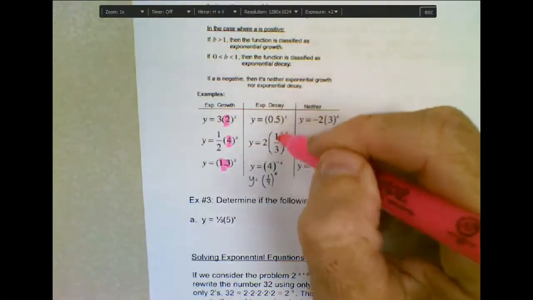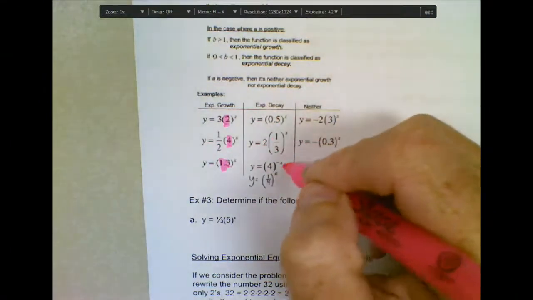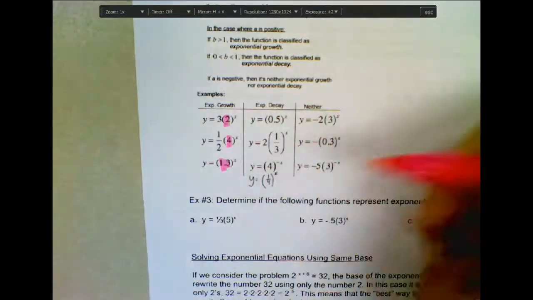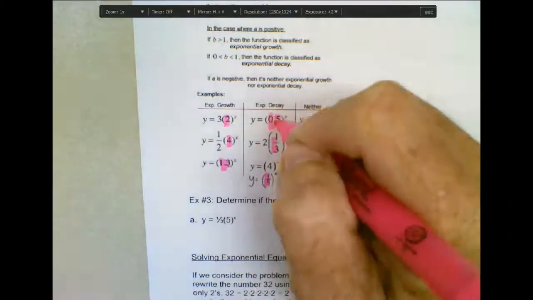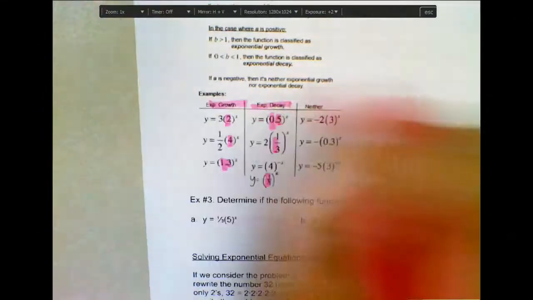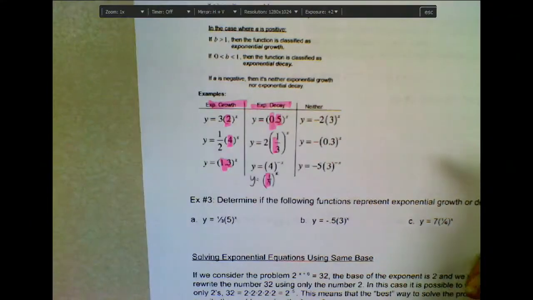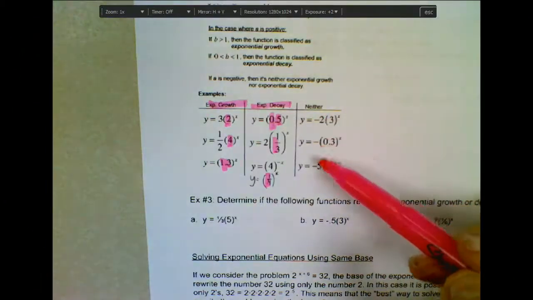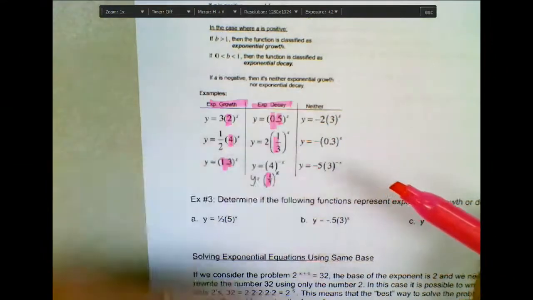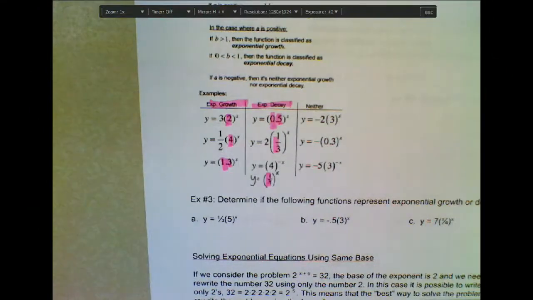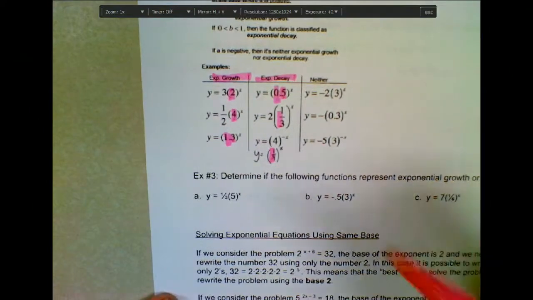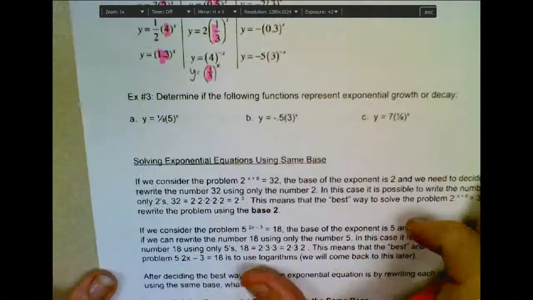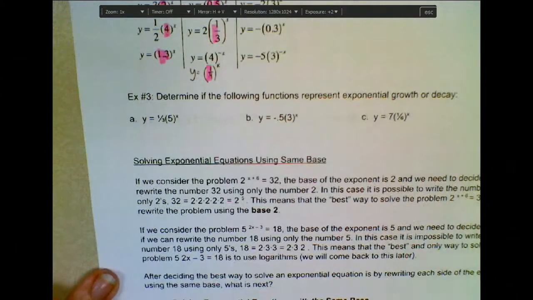Decay is the same thing. 0.5, 1/3, and 4 to the negative x, which is the same as 1/4 to the x, because of course it's a reciprocal. Those are all smaller than 1, so those are all going to be decay functions. If it is neither, it's because this number is negative and actually flips your graph over. Because it's the opposite. So for these three, I want you to go ahead and figure out whether you think they are growth or decay functions. Hit pause on your video, come back and check your answers.